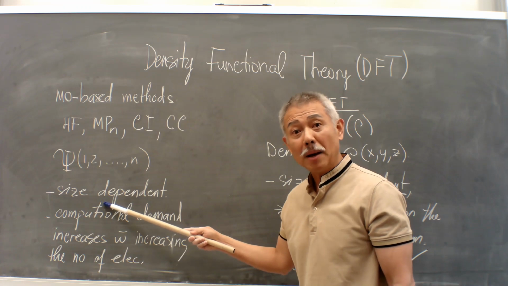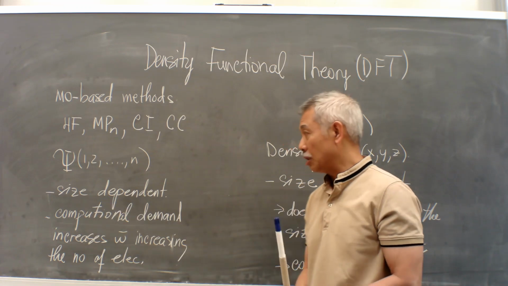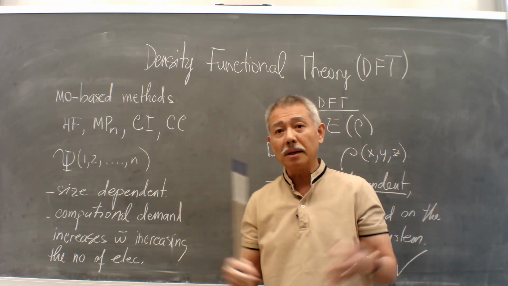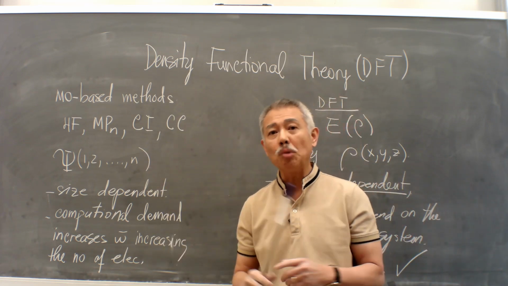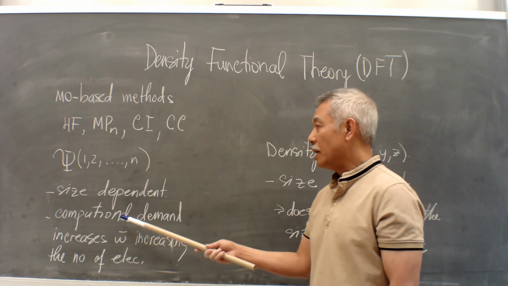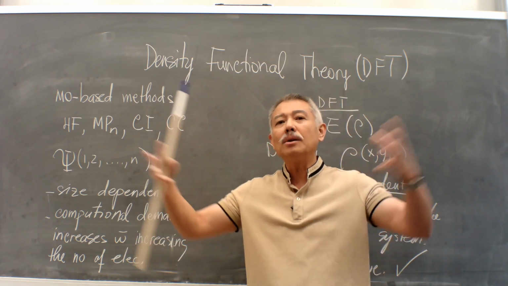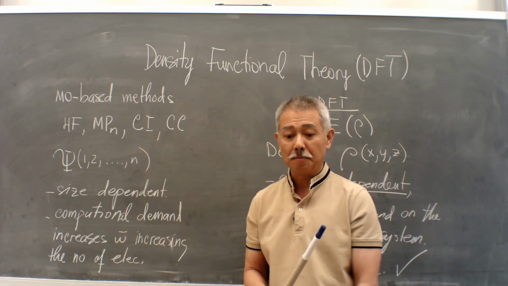So definitely it's size dependent. It depends on the number of electrons. As the molecules get bigger, they have more electrons, and the wave functions get bigger and more complicated. So the computational demand is going to increase with the number of electrons.